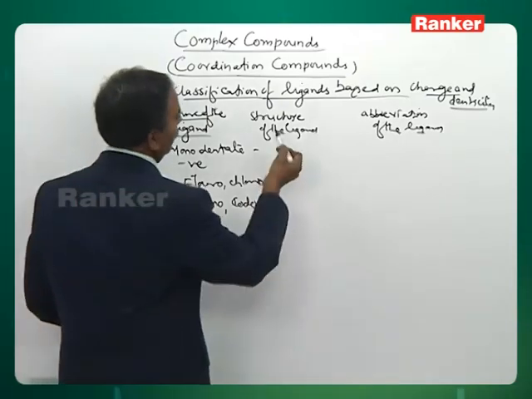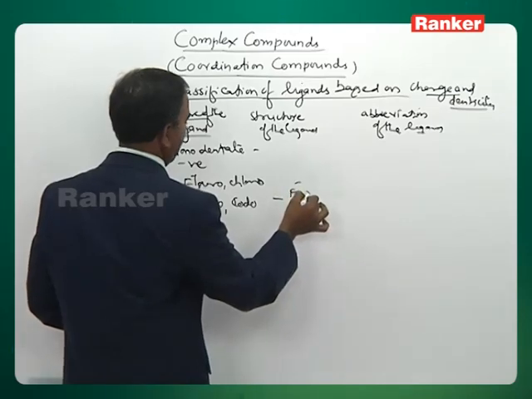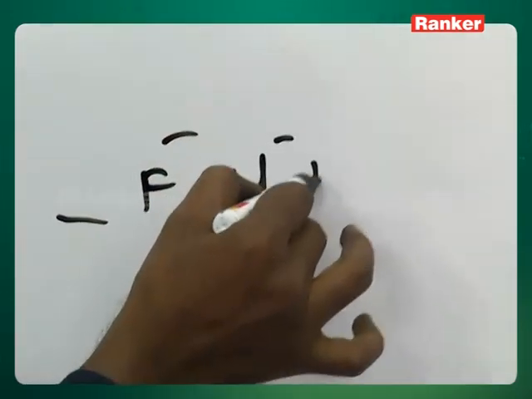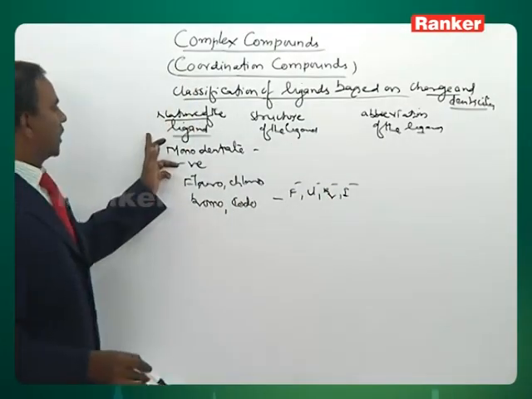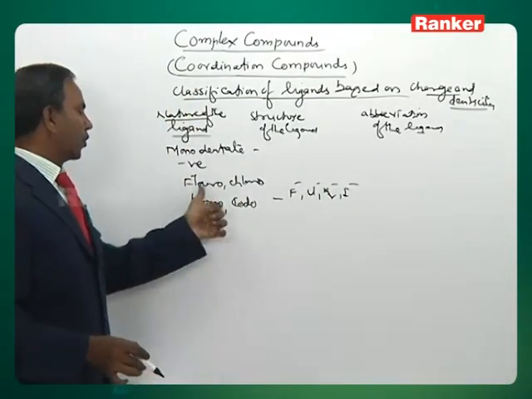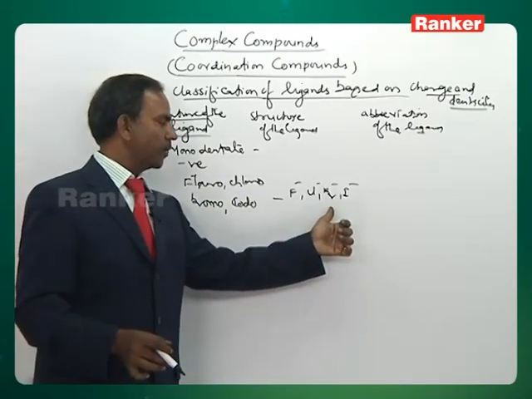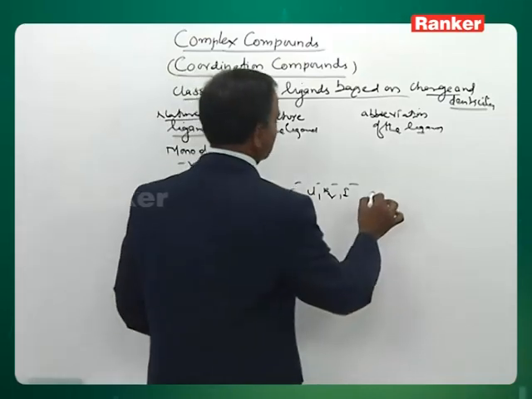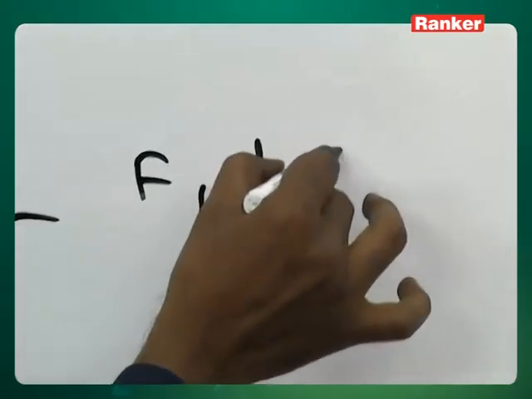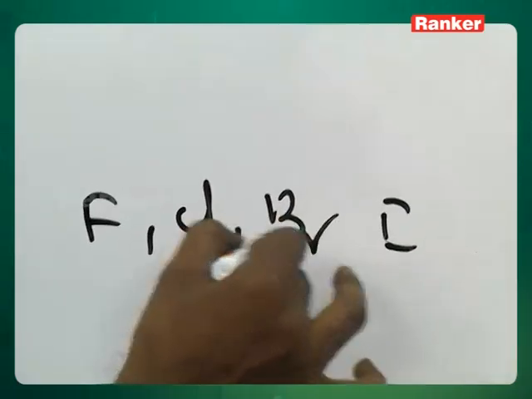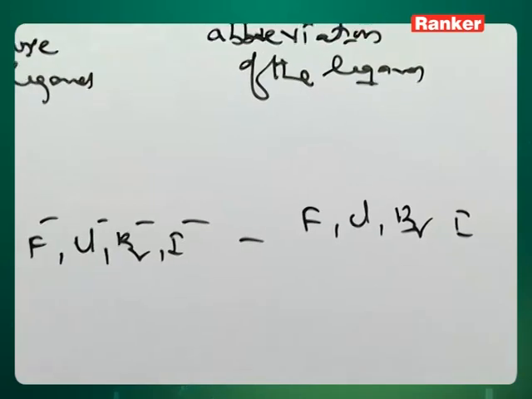This particular structure which is simply we represent by F minus and Cl minus, and it is Br minus and I minus. So nature of the ligand monodentate negative, fluoro, chloro, bromo, iodo. These are actually represented by F minus, Cl minus, Br minus, I minus. Simply their abbreviation is also simple, fluoro, chloro, bromo, iodo.